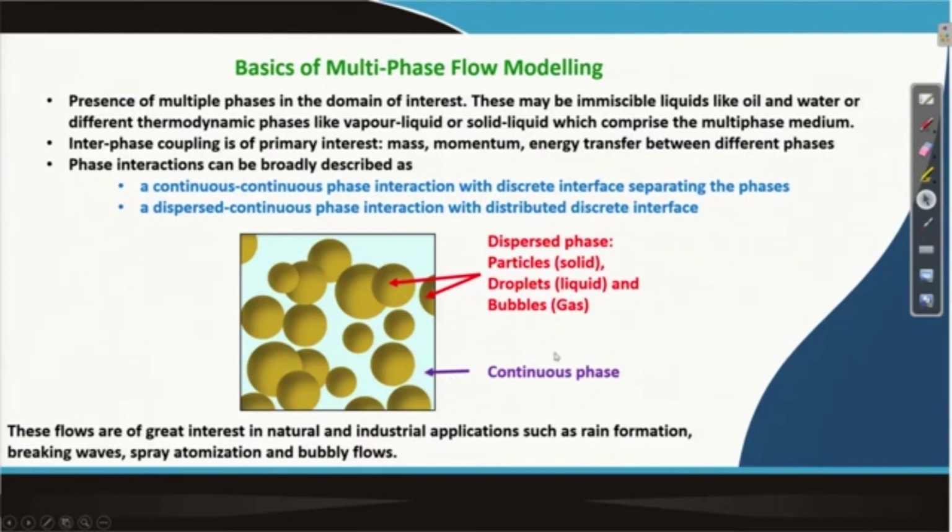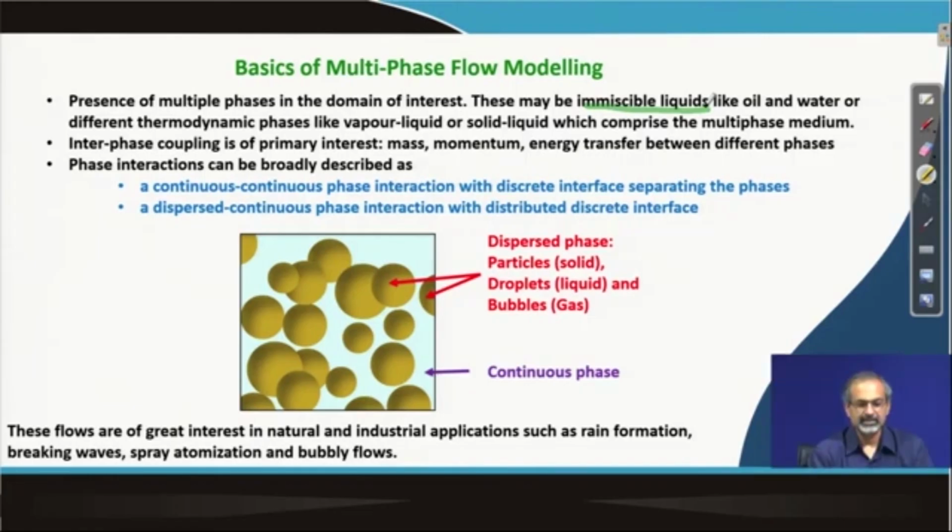So, in multiphase flows, we say that there is presence of multiple phases in the domain of interest, and we would have different possibilities here. So, there could be immiscible liquids like oil and water, or there could be different thermodynamic phases like vapor liquid or solid liquid, and they would comprise the multiphase medium.